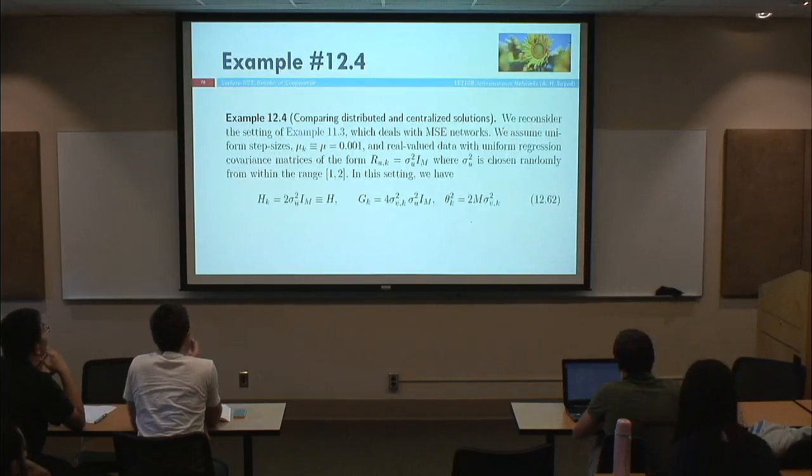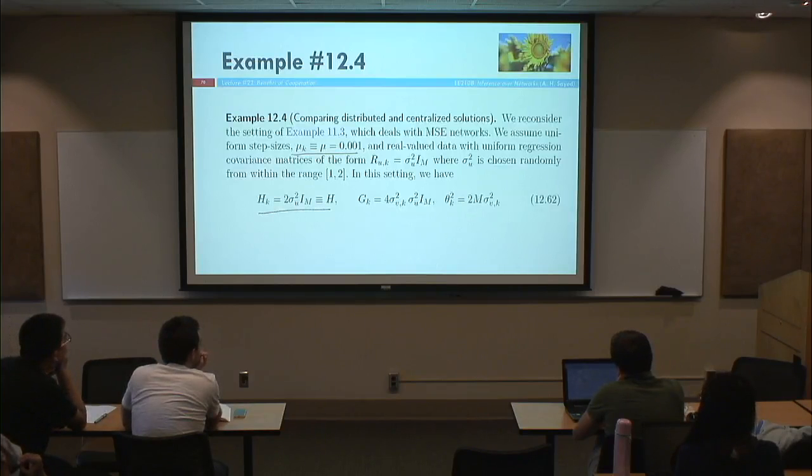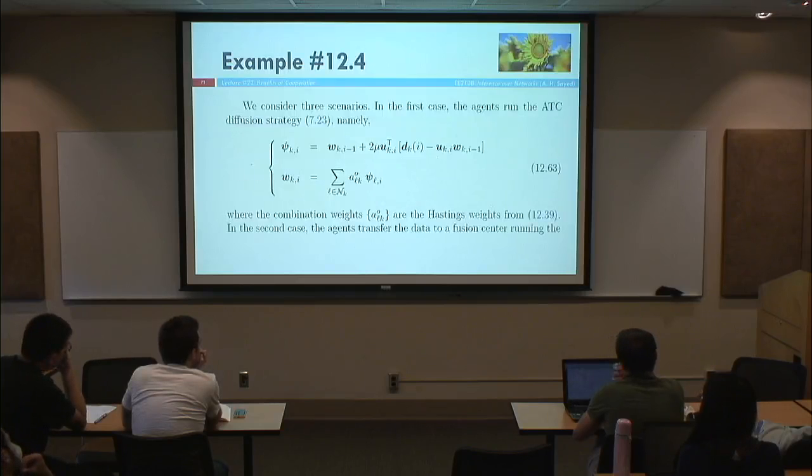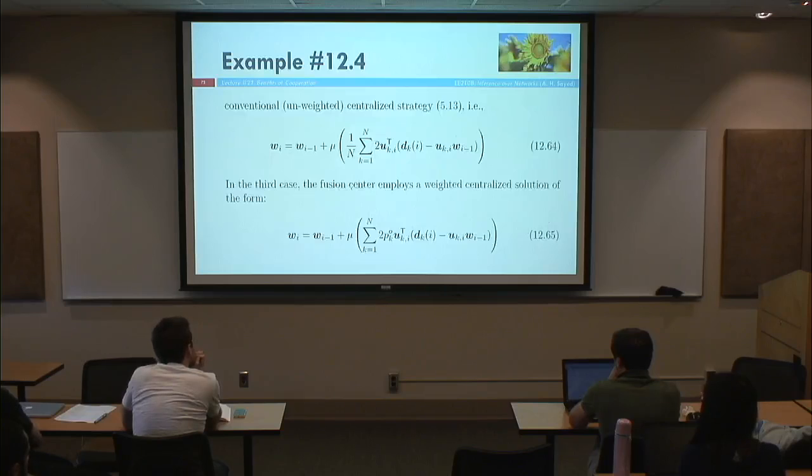And then I have a simulation here just to show you that this is indeed possible. So this is the step size, uniform H, this is G, this is theta. What I'm doing here is running 3 algorithms. Diffusion, using the optimal A's, so this will be the best network you can get in this case. The usual centralized solution, and the weighted centralized solution with the optimal weight.